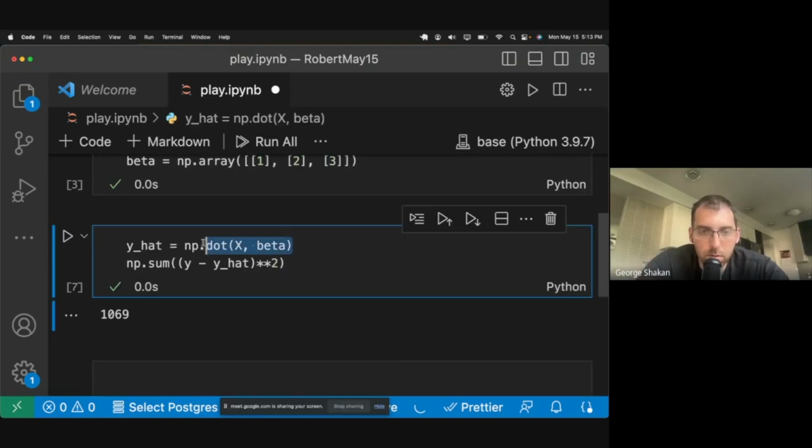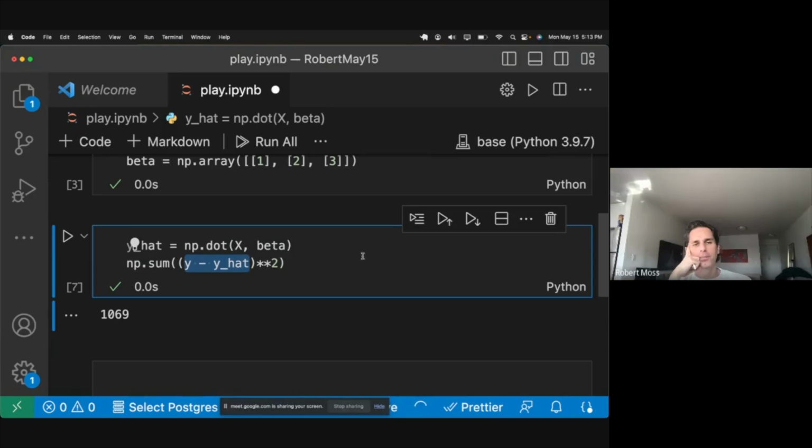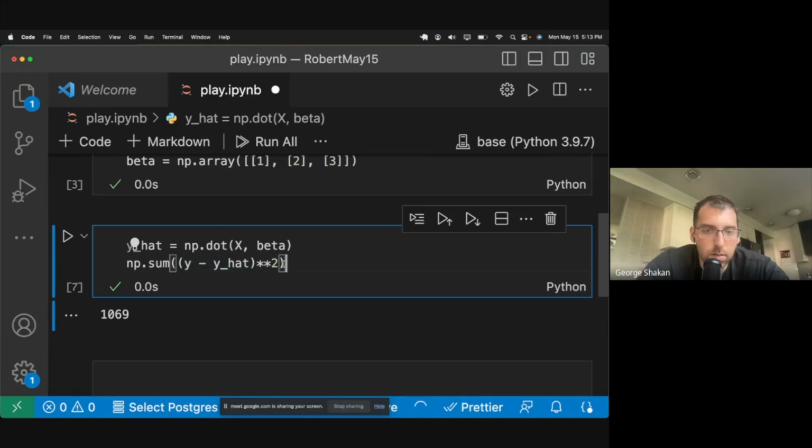Y hat, this is from linear regression, right? We just do matrix multiply x with beta. And then to compute the residuals, we compute the sum of the squares of the differences. So this is the residual, y minus y hat. As it's a vector, we square the entire vector, and then we take a sum.